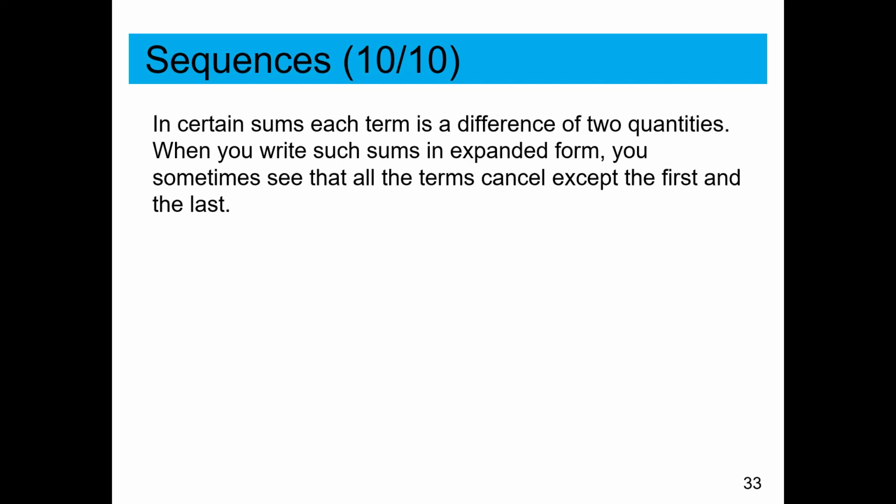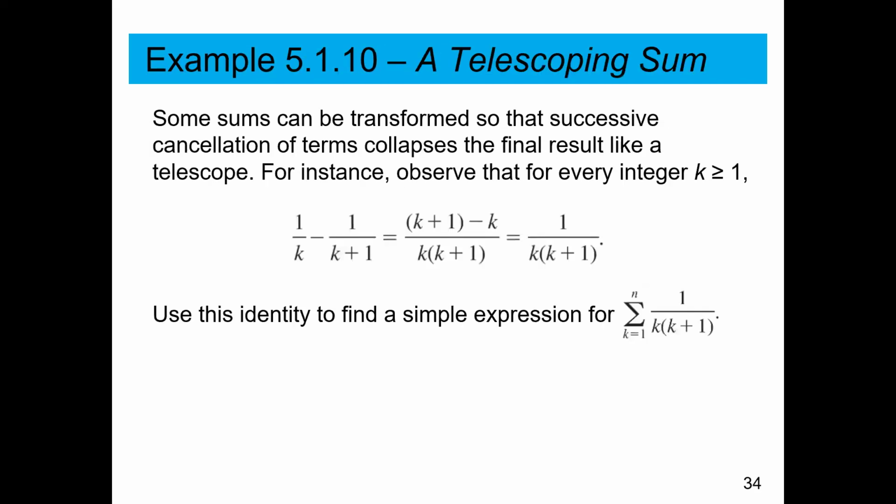So each of these sums of terms of difference of two quantities, some sums are actually subtractions. And when we expand them out, sometimes they cancel out everything except the middle and the end. These are actually called telescoping. So this right here, if I have the term 1 over k minus 1 over k plus 1, you'll notice it's equal to 1 over k times k plus 1.